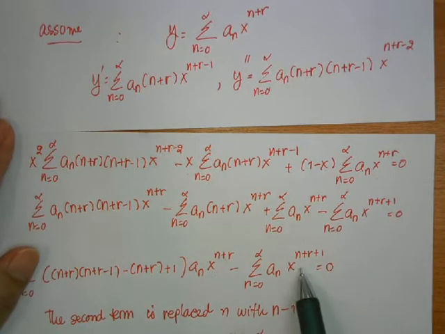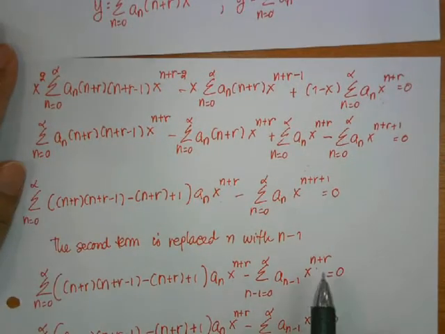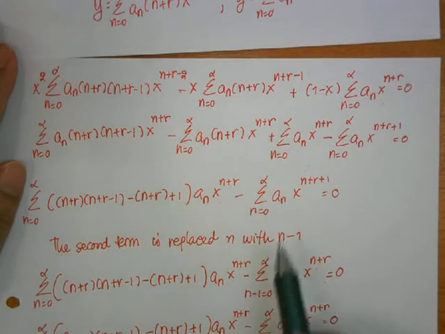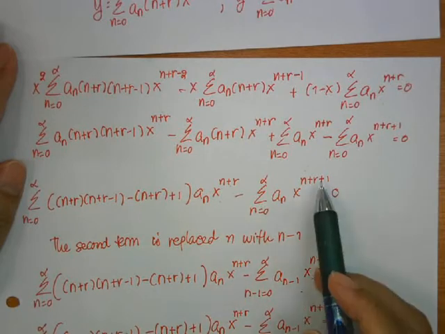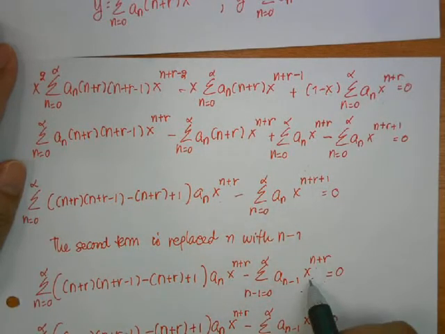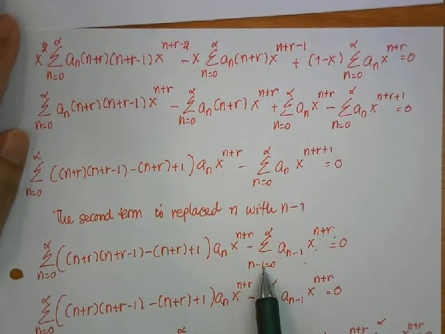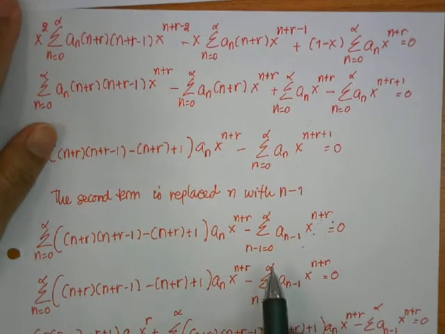You are going to shift the index of n plus r plus 1 to n plus r by replacing this one equal to n minus 1. Okay. We are doing that. This term you got n minus 1 equal to 0, an become an minus 1, and x to the power of n plus r plus 1 becomes x to the power of n plus r. Okay, and then n minus 1 equal to 0, so n is equal to 1.